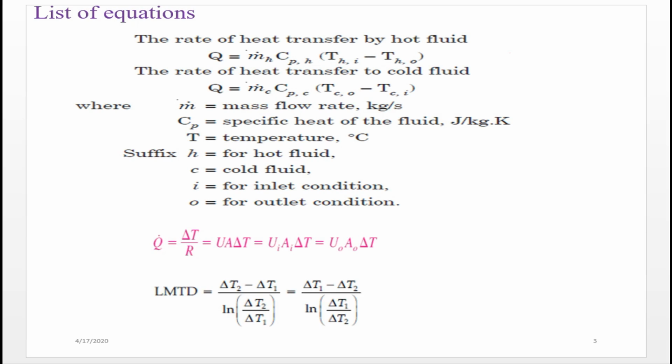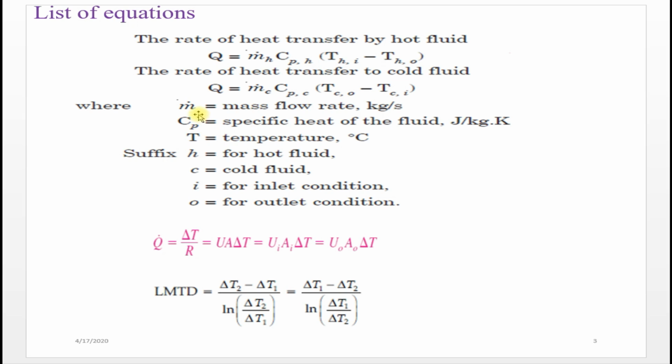Now coming to the list of equations which are required for the solution of the problems. From the first law of thermodynamics, or from the energy balance equation, we can write the rate of heat transfer by the hot fluid as Q is equal to m dot h Cph (Thi minus Tho). The rate of heat transfer to the cold fluid is given by Q is equal to m dot c Cpc (Tco minus Tci). With the help of these two equations, we can find out Q first.